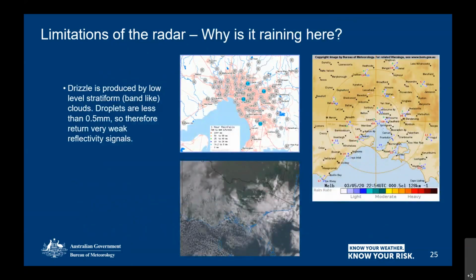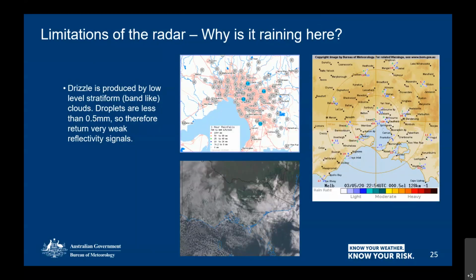Now, this is one, as a meteorologist, I quite often get this comment from friends and family. Why is it raining, but the radar shows nothing? Now, look, the most common reason is likely due to drizzle. Now, those of you that are in Melbourne, yesterday was one of those mornings where you don't see much on the radar, but if you had headed out for a walk around the block, you would have got quite wet.